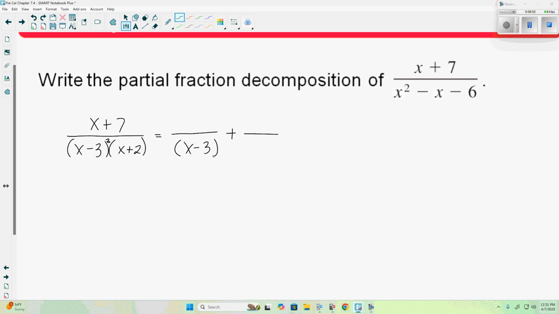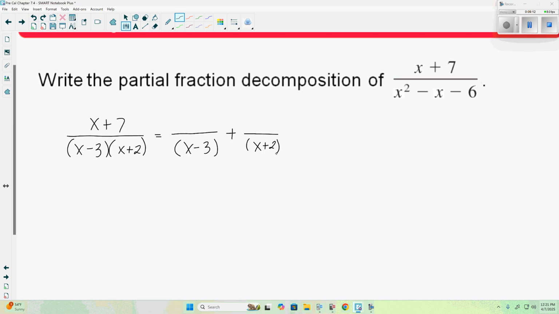But here, it's just to the what? First. Since it's just to the first power, bless you, we just list it once. Okay? What's the other factor? We list it under the other one. We only have two factors at all.